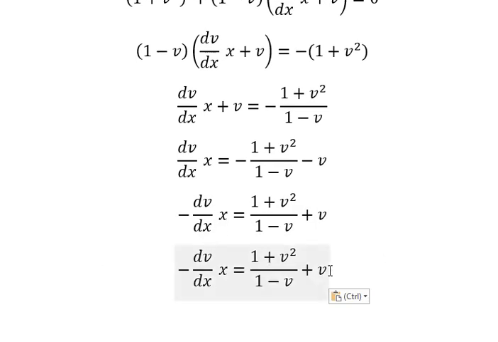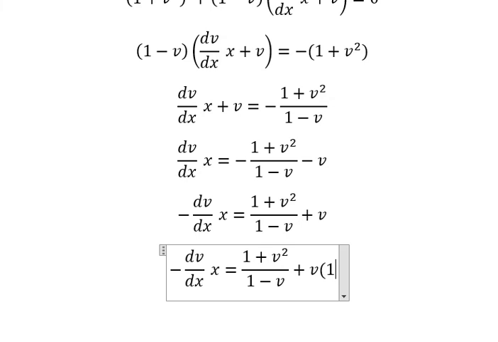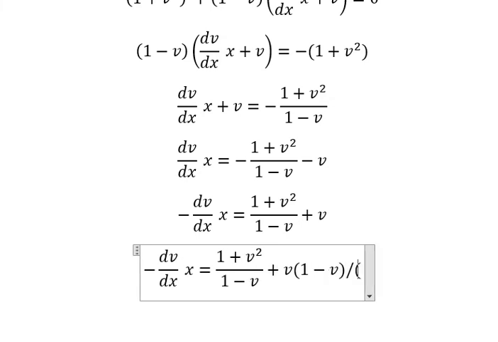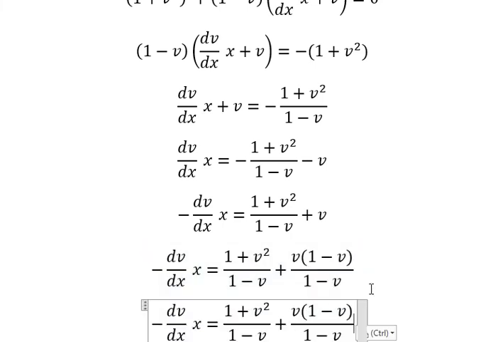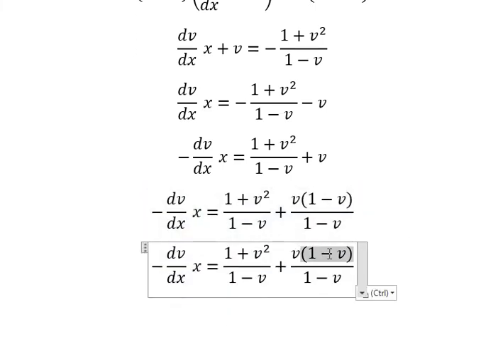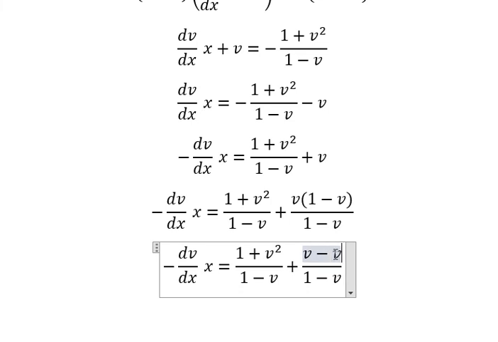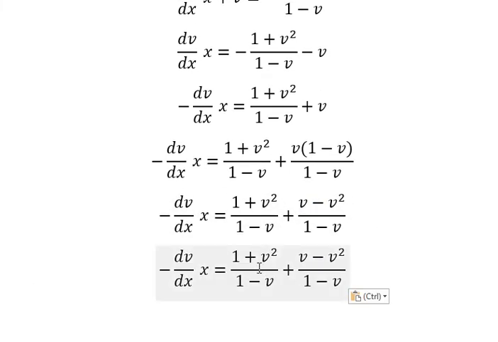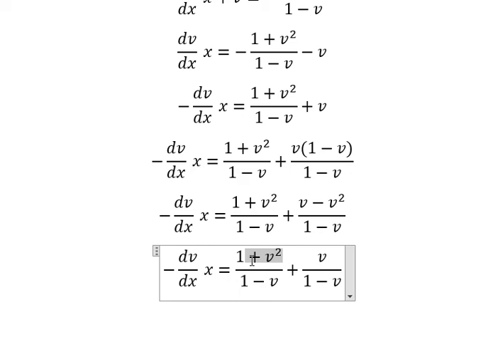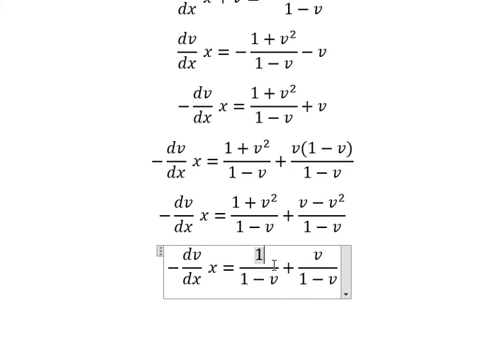Next, we need to multiply by 1 minus v on numerator and denominator. I want to do common denominator. So this one you get v minus v squared. We combine two fractions, v squared minus v squared, we cancel. So we just have only 1 plus v.